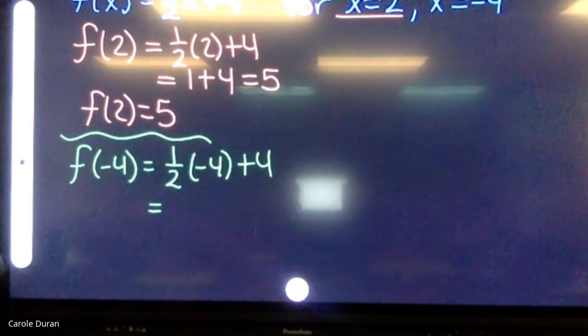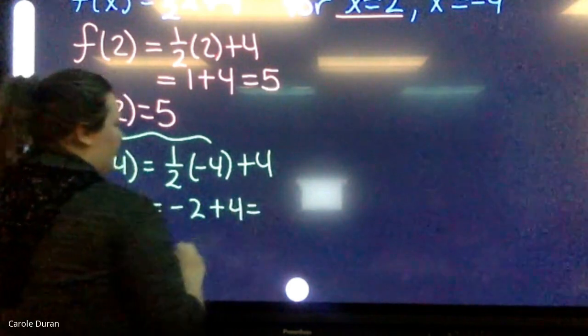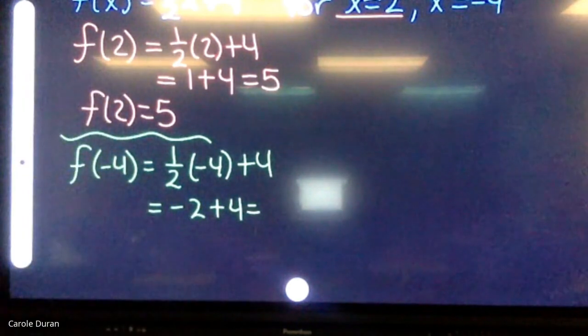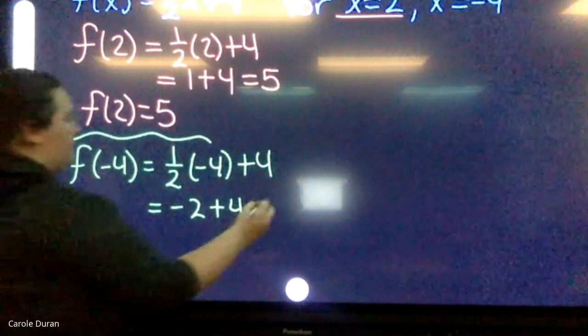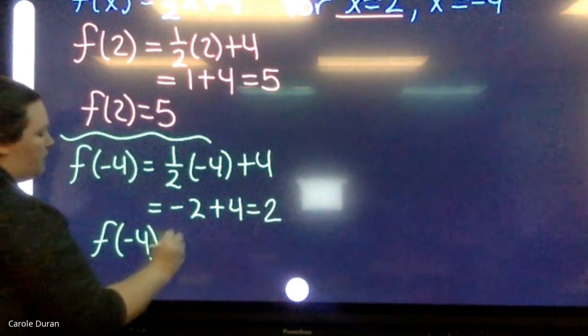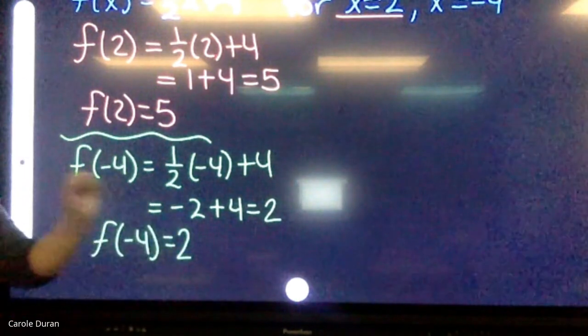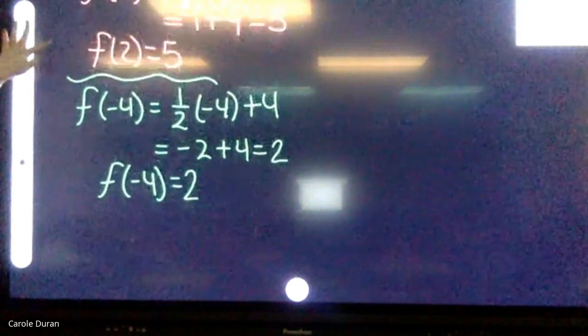Emily, what's -4 times 1/2? So this becomes -2 plus 4, which equals what, Ebony? 2, which means in function notation, f of -4 equals 2, which says that my function solved at -4 equals 2. Are we okay with function notation?